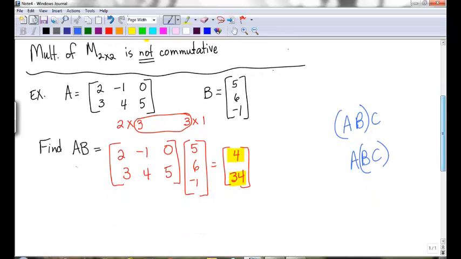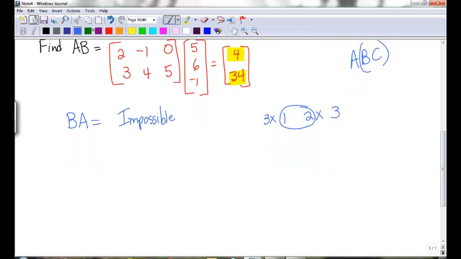Let's say I do on this one the same problem. Let's do BA. If I did BA, it would be 3 by 1 and a 2 by 3. Can it be done? No, because the inside ones are not the same. So this one on this example would be impossible. So you always want to check dimensions first. To be able to multiply them, those inside dimensions have to be the same.